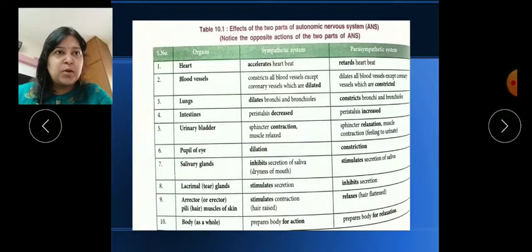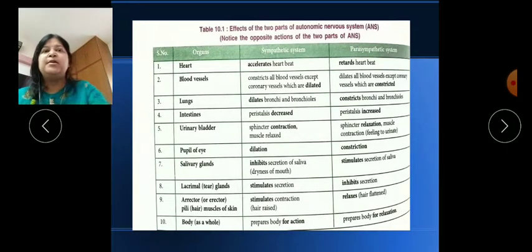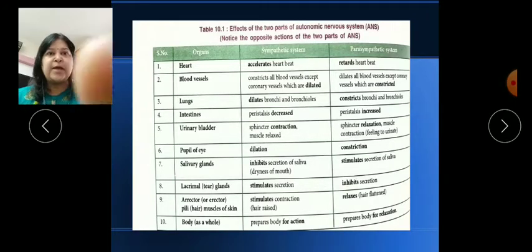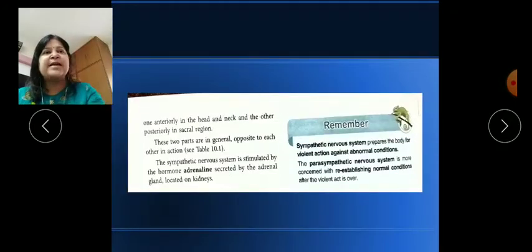This is also one table, table 10.1. The same thing is shown here: different organs and their sympathetic and parasympathetic responses. So read by yourself whatever I have explained here in this diagram. They are showing it in detail here.